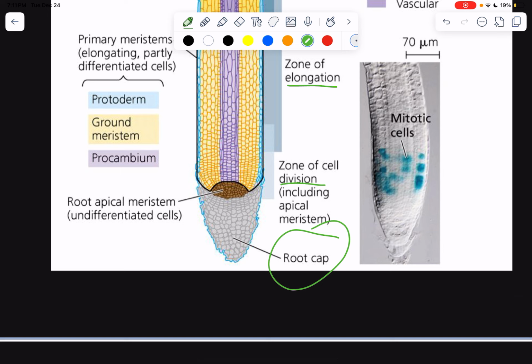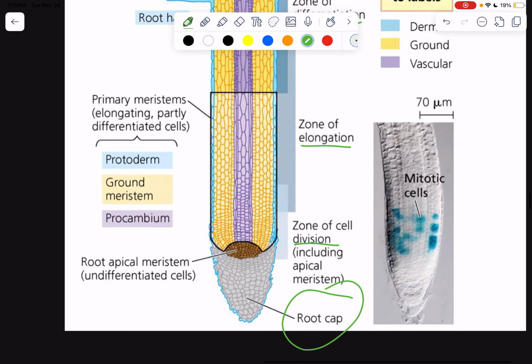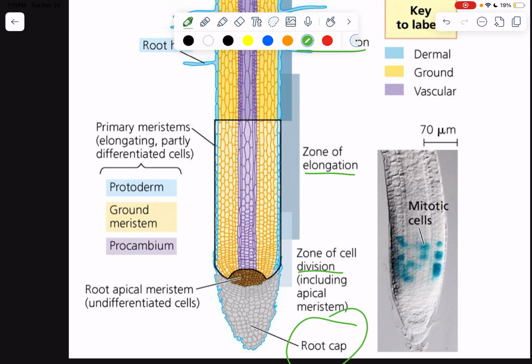Now, the zone of cell division includes the stem cells of the root, root apical meristem, and their immediate products. New root cells are produced in this region, including cells of the root cap. Typically, only a few millimeters behind the tip of the root is the zone of elongation, right here, where most of the growth occurs as root cells elongate.